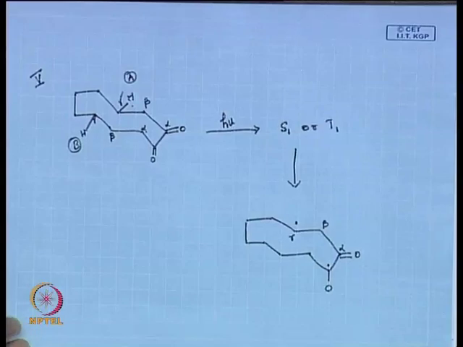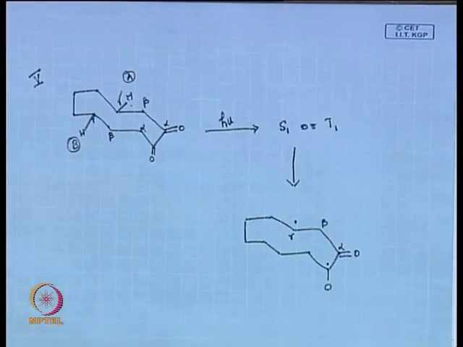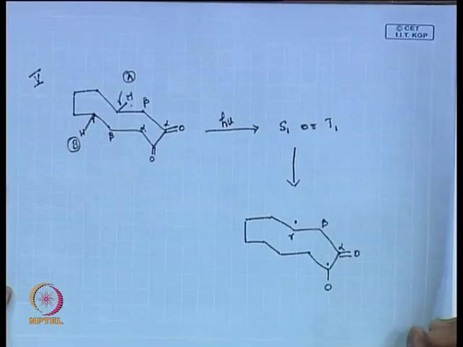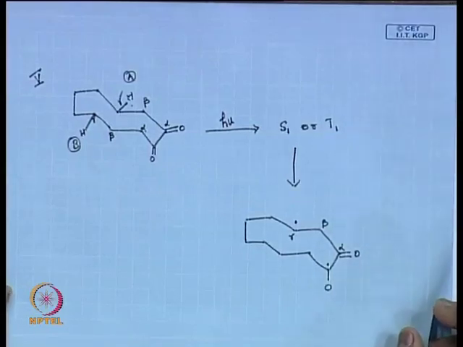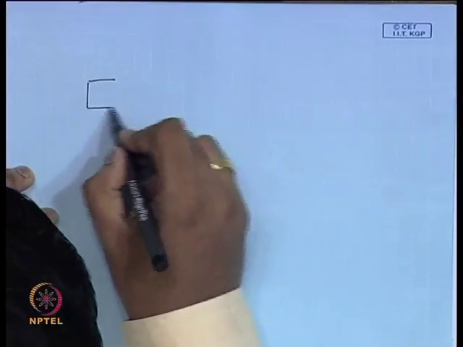So, you get a 1,4 diradical. Now you guys have to tell me what this 1,4 diradical can do. It looks to be like yeah, but it is a 10 member ring. You have studied a little bit. Just for my clarity, I will write one more time. You just let me know what it can do, so that I can follow.